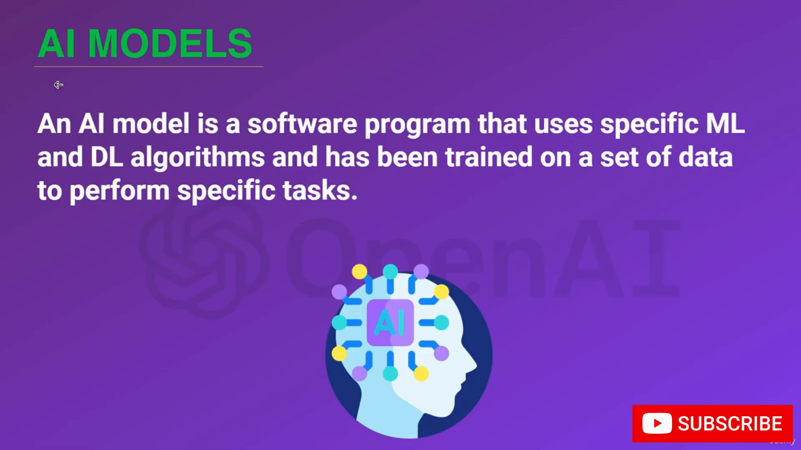I've used the word model many times, but what is an AI model? Generally, an AI model is a software program that uses specific algorithms and has been trained on a set of data to perform specific tasks like completing text, generating images, or recognizing certain patterns. AI models use machine learning and deep learning algorithms to learn from the training and apply that learning to achieve specific predefined objectives.